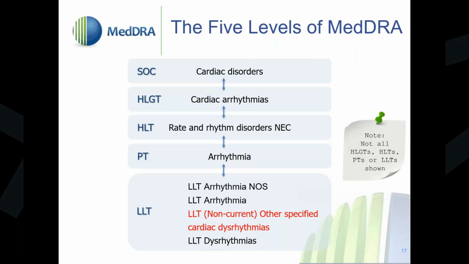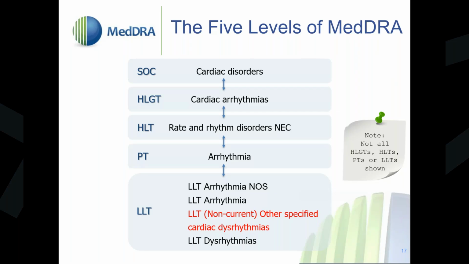It's a simplified example. So under cardiac disorders, we do have multiple other types of disorders, not just arrhythmias, but this is just one example of how the system organ class on the top subsumes different types of disorders within that body system. So one of the high-level group terms, or HLGTs, in cardiac disorders is the arrhythmias. The arrhythmias also have subgroupings of different types of arrhythmias. So you have the ventricular arrhythmias, you have the supraventricular arrhythmias, these are different HLTs, and you have this one, the rate and rhythm disorders, not elsewhere classified, NEC.